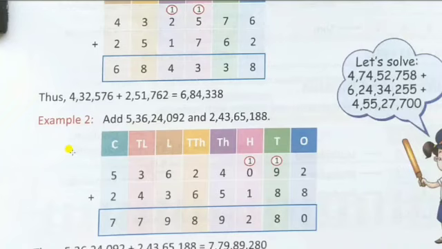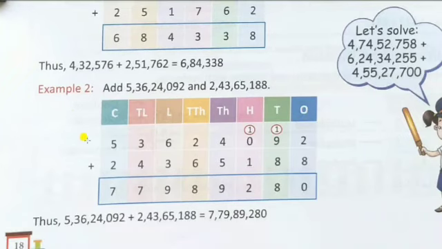Now let us see example number 2. Now again we have a bigger number than the earlier one. Now we have to add 5 crore 36 lakh 24,092 and 2 crore 43 lakh 65,188. Already we have discussed the rule. So already we have defined the different place value headings. As per the headings we have defined our digits. Let us start with the lowest place value, the ones place.